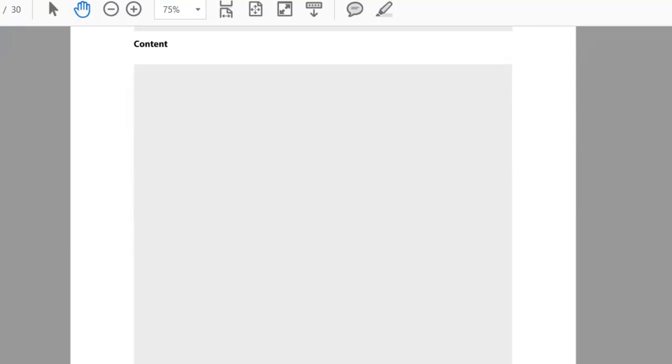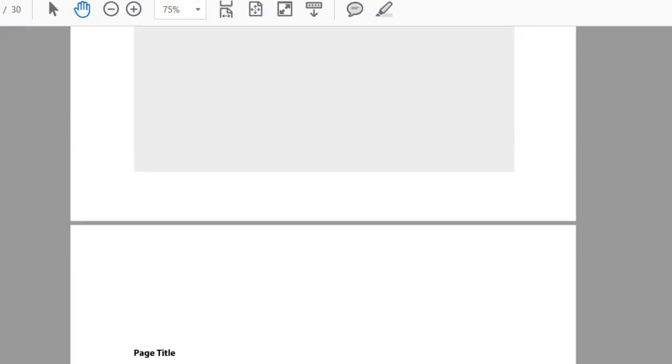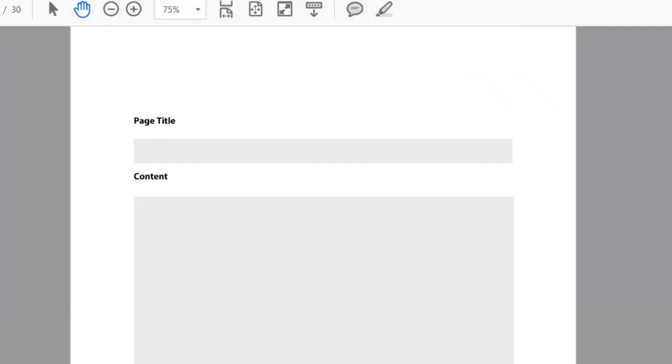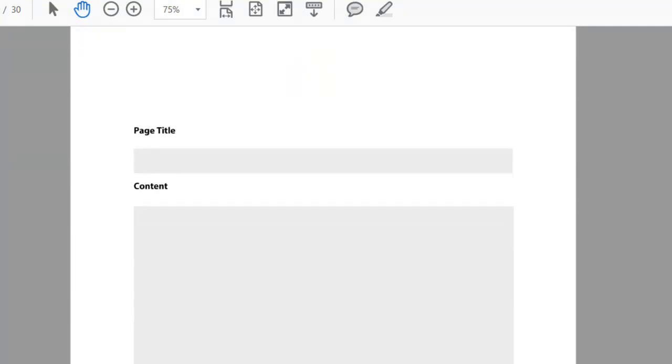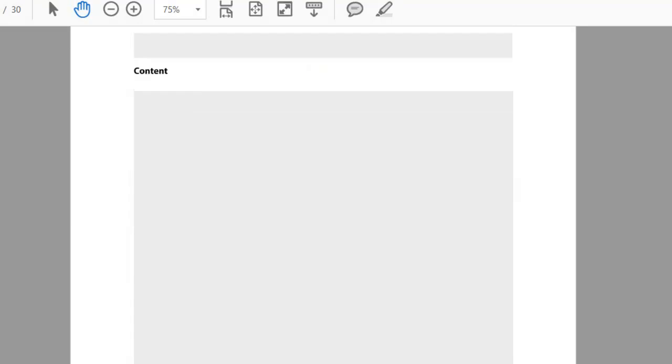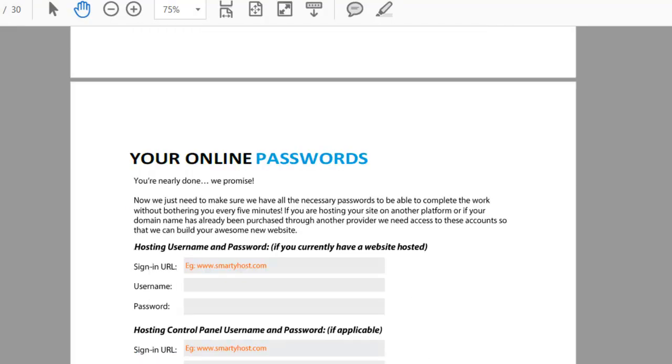If you need more space, just print this off, print additional pages off, or take this and just start adding different pages and do them in a Word document and attach it to the document for your web developer, because you may not have a space for each particular page depending on how much content is on each page. And then what you've got here at the end is your online passwords. So you're nearly there once you've got to this stage, which is really good.